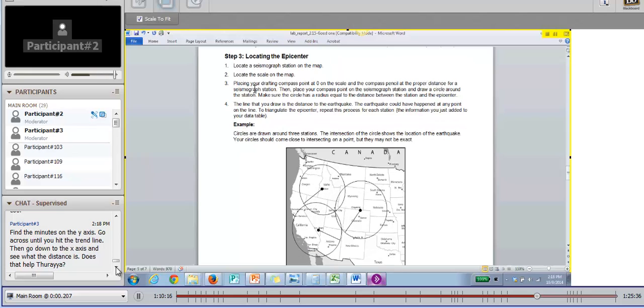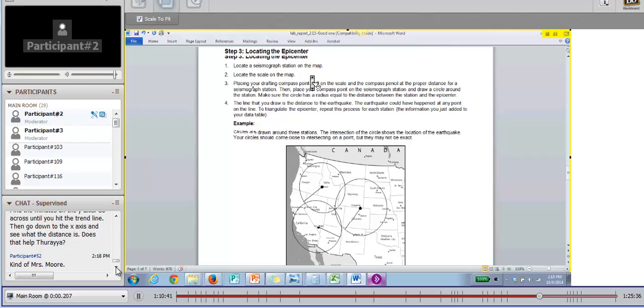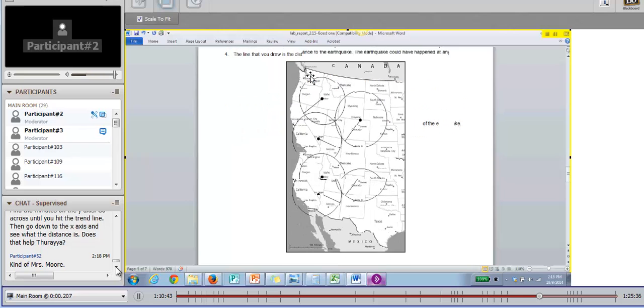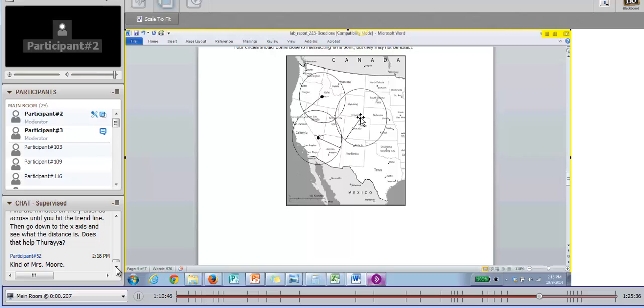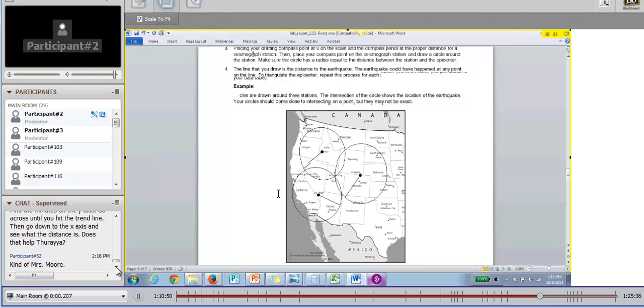Step 3, locating the epicenter. So you found the distance from the seismograph to the epicenter. But you have to put that on a map, right? In order to figure out where it is. You have your starting point, but where would that ending point be? Locate a seismograph station on the map. Locate the scale on the map. They're asking you to do that. So we're locating our seismograph stations. We're locating that scale in the bottom left-hand corner.